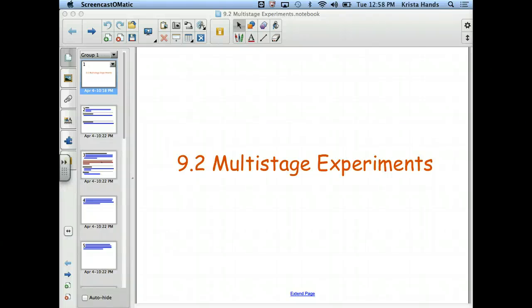All right, section 9.2 is multistage experiments, and it really is just a continuation of the first section, right? The difference is instead of just doing one event, we're going to do an event that has multiple steps. So maybe instead of flipping the coin one time, we flip the coin 2 times. Instead of rolling the die one time, we roll it 2 times. Those kind of events, okay?